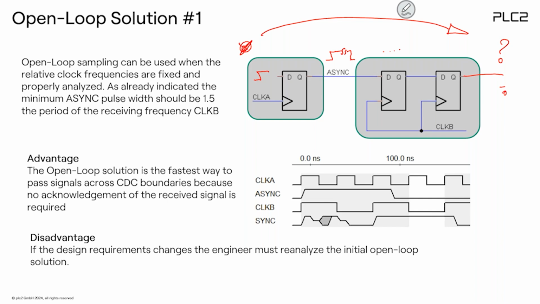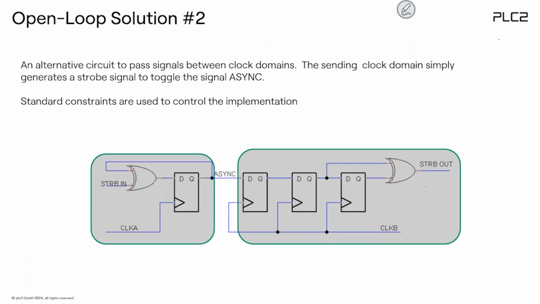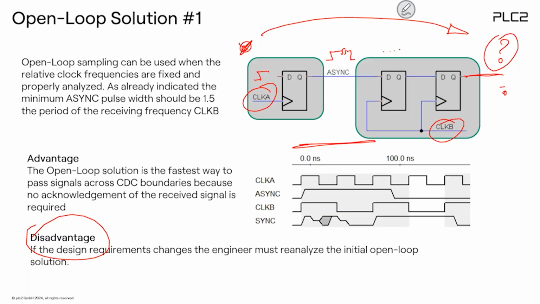So we do have advantages and disadvantages. The advantage is that it's the fastest way for us to transfer a signal. The disadvantage is we don't know if it is correct. For example, if you change the frequencies, then maybe we violate the 3 edge rule or something like this. So we never know if we are successful or not. So you see, it's advantage and disadvantage. Okay, so this is just the alternative.